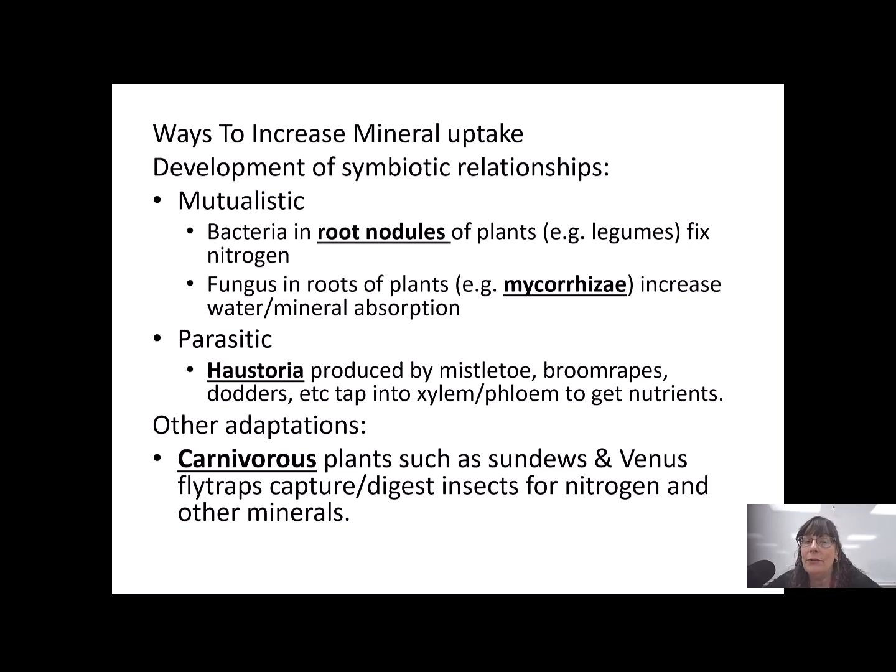Parasitic plants also have haustoria. These are produced by mistletoe and dodder. They're going to tap right into the xylem and phloem to steal those nutrients from those plants. And then in nitrogen poor soils, carnivorous plants have actually evolved, like sundews, pitcher plants, Venus flytraps. They can actually capture insects and then digest them and take their nitrogen and other minerals for their own use.